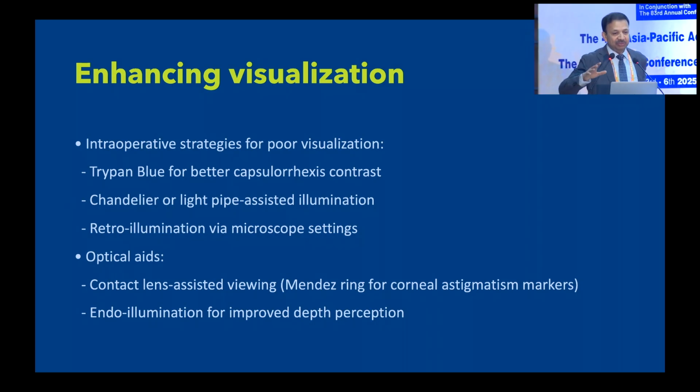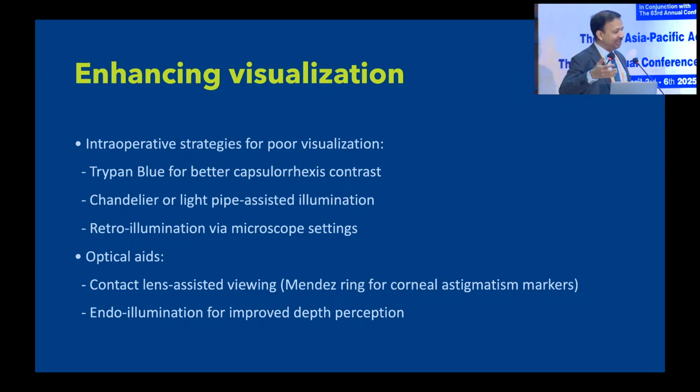I have some videos, but for some reason, I think there is a glitch in the computer, so the videos are not integrating with the presentation. So we use trypan blue for enhanced visualization during capsulorhexis. You also put viscoelastic on the corneal surface like methyl cellulose, that also enhances. There have been situations where I have even put a soft contact lens or RGP lens.